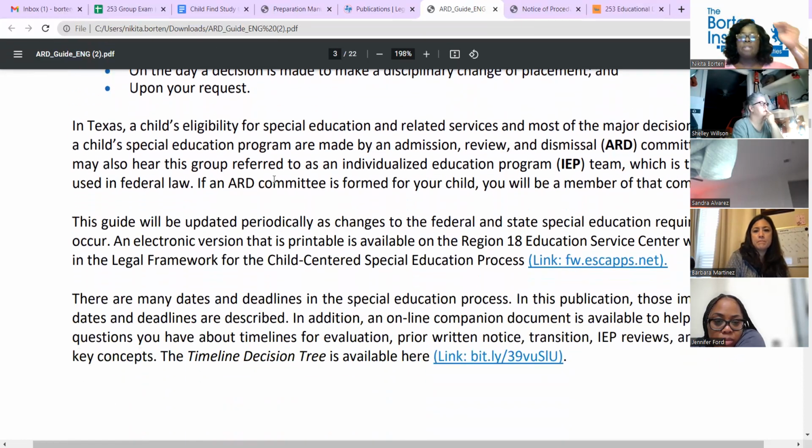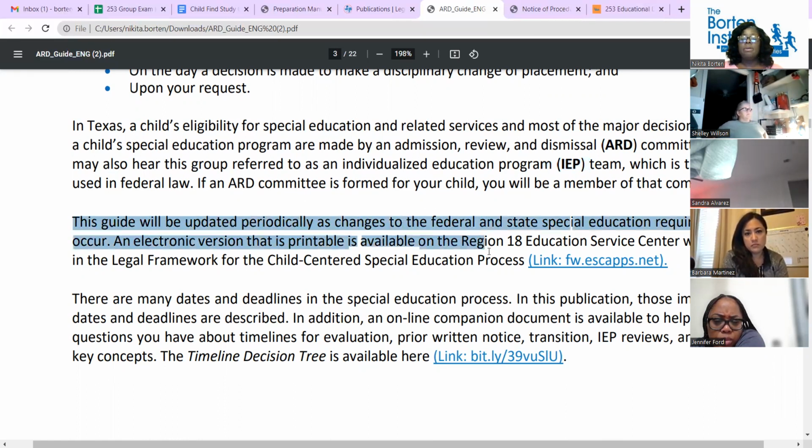Okay. In Texas, a child's eligibility for SPED and related services and most major decisions about the child's program are made within the ARD committee. That's the purpose of the ARD committee, to make educational decisions about the children. It's called an ARD committee, but interchangeably, we may hear the term IEP team. It says this guide will change as state law changes. There's always a copy of the guide available at this link.